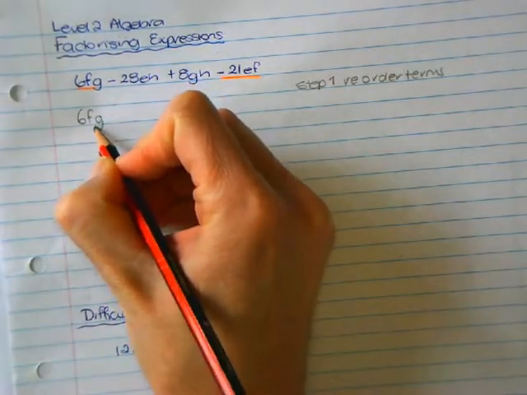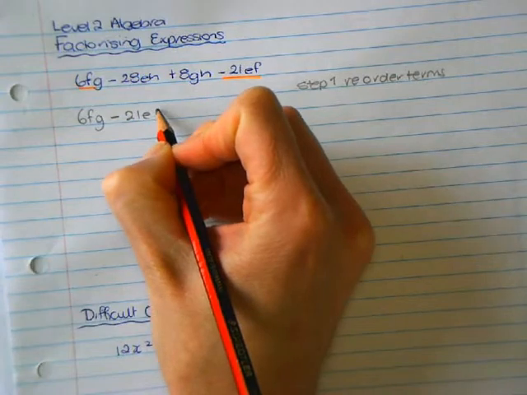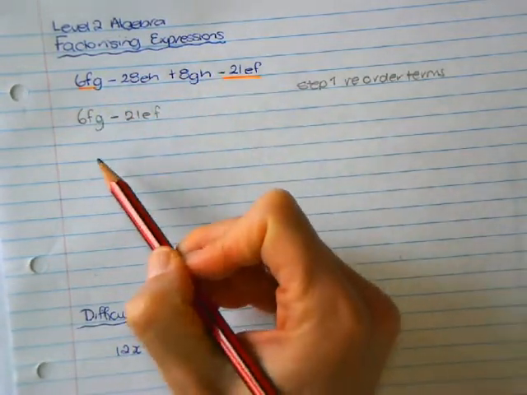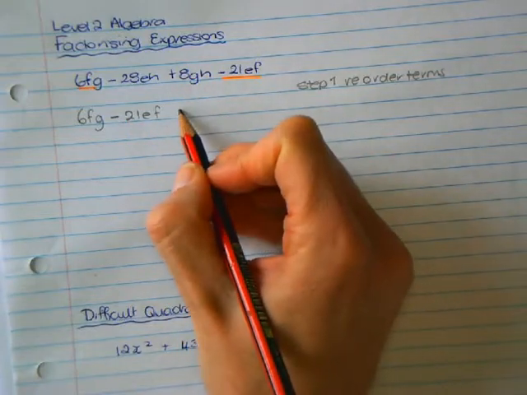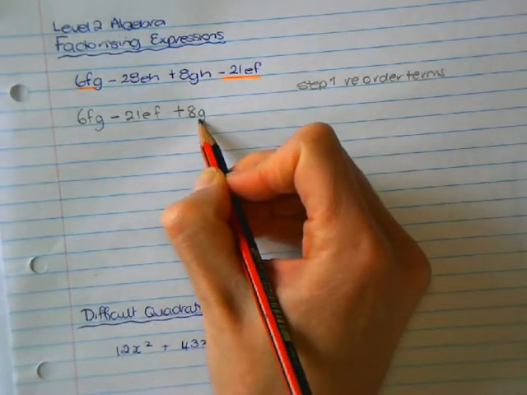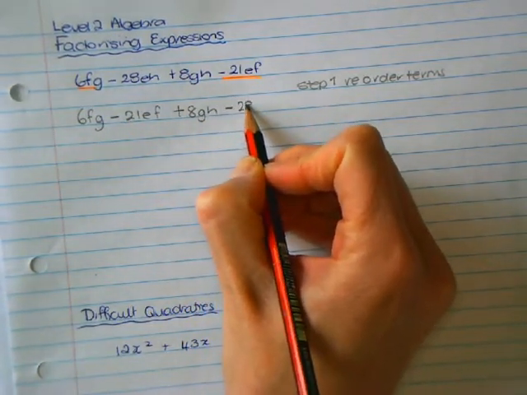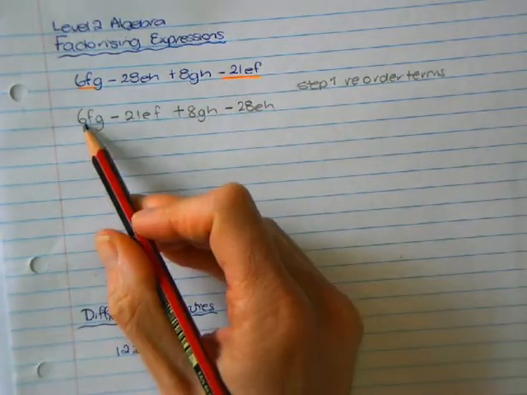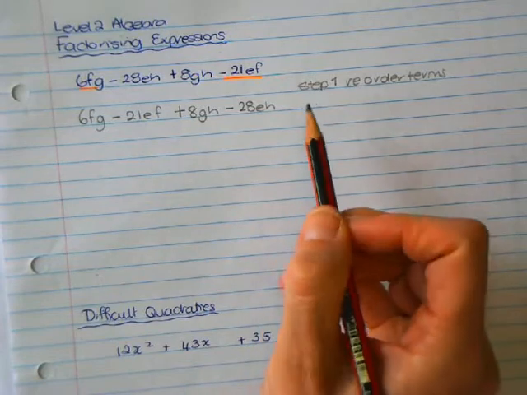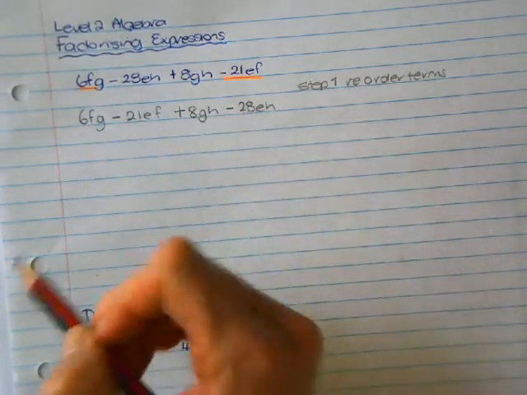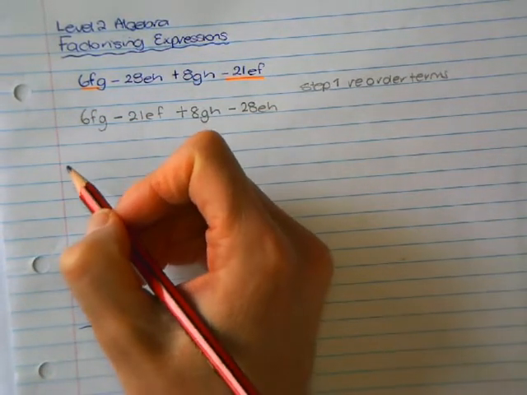So 6fg minus 21ef. The reason I put the 6 and 21 together is I know they're both divisible by 3. And then I write my plus 8gh minus 28eh, and there I've got the 6 and the 21 and then the 8 and the 28. So I'm looking for a pattern of big and small, small, big numbers.